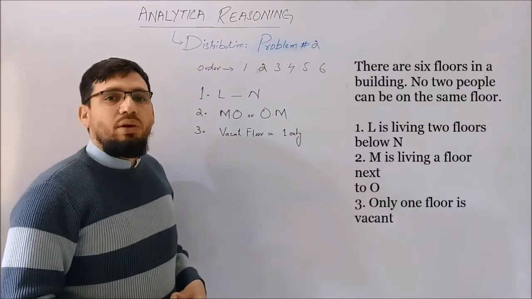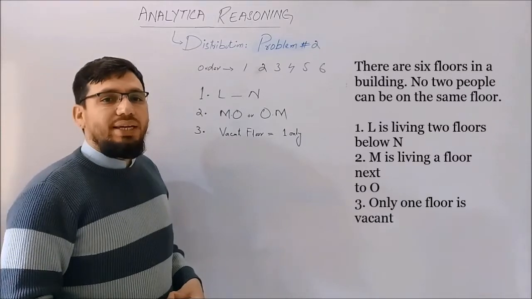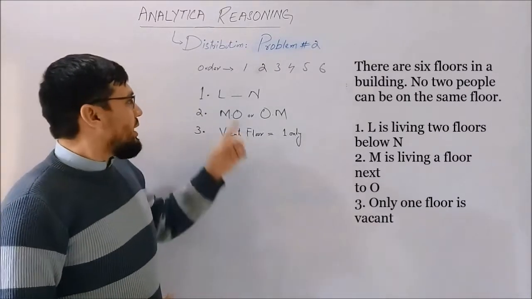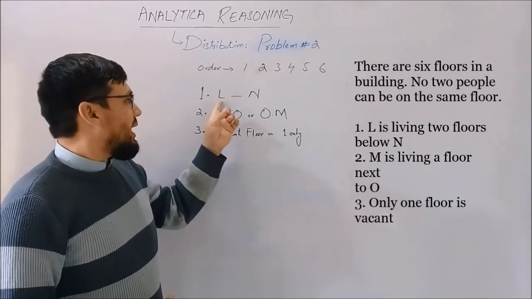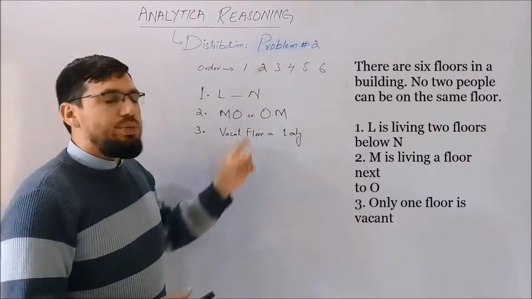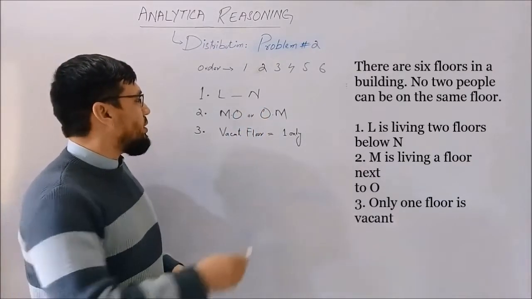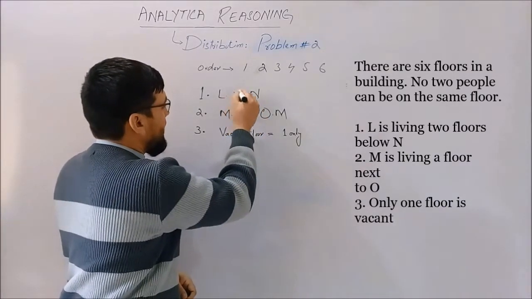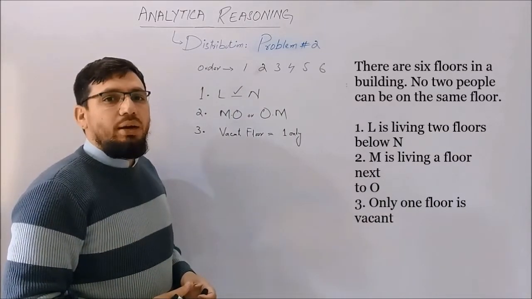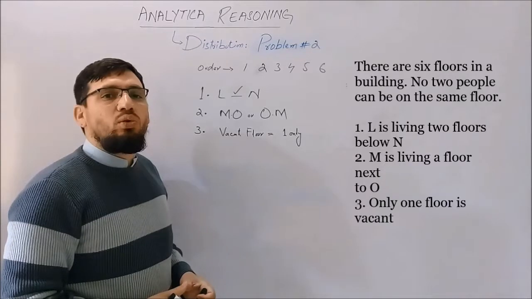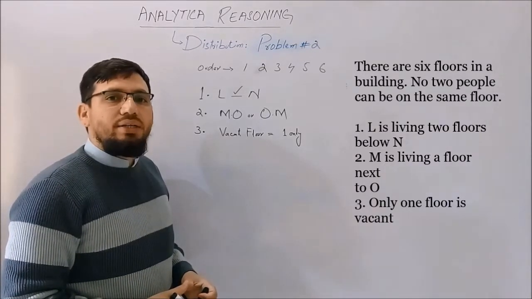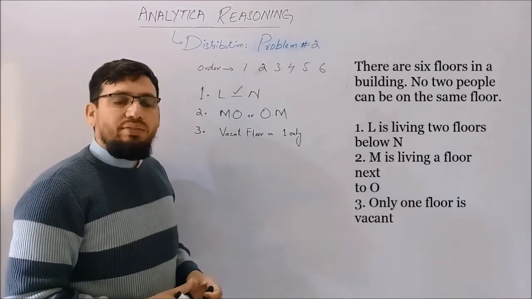The first restriction about this arrangement is that L is living 2 floors below N. So here I just wrote down L, an empty position, and then N. It means that one floor appears in between N and L. It can be empty or occupied by other individuals, but one floor must appear in between L and N. And the order is that L will be living below.